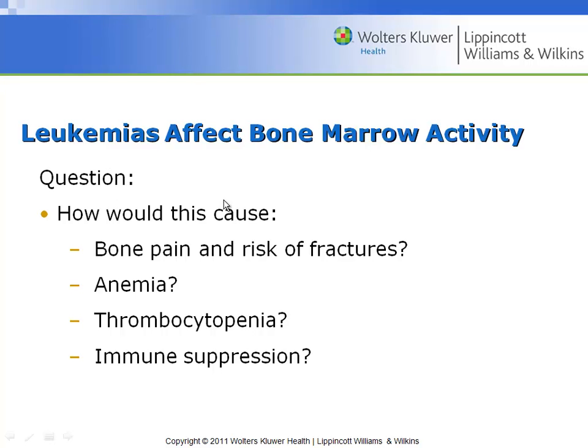Leukemias affect bone marrow activity. How would this cause bone pain and risk of fractures, anemia, thrombocytopenia, and immune suppression? If we think about what the bone marrow should be doing, it should be making red blood cells, it should be making platelets, and it should be making normal white blood cells. In the absence of this, we are going to get anemia, not enough platelets, and difficulties with our immune system. Meanwhile, we are going to be stimulating the production of osteoclasts, which are going to be destroying bone, and we're also being very metabolically active in a way that's not useful for the organism.